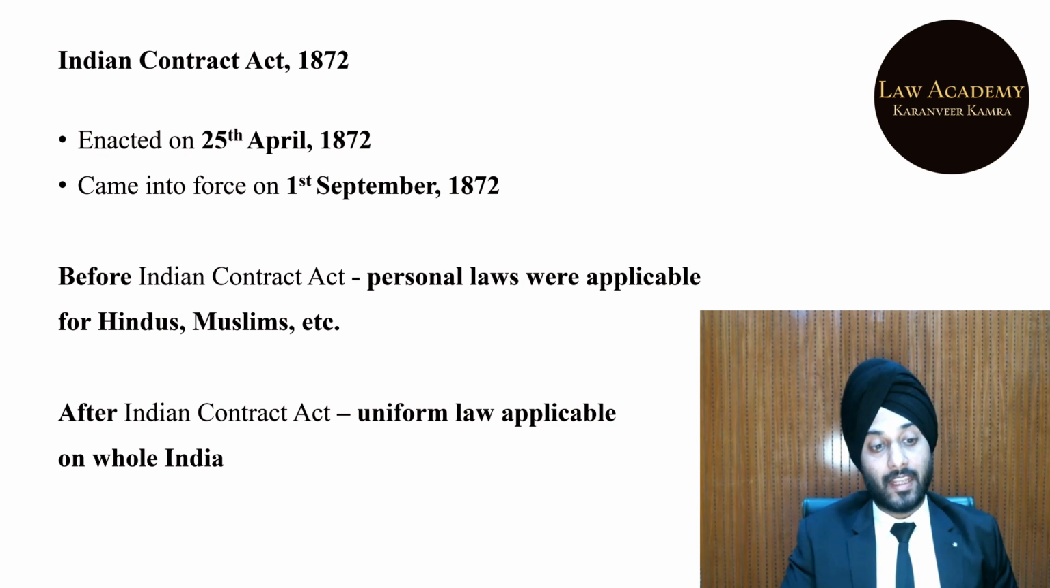So now let us study important dates for the Indian Contract Act 1872. Remember, the Indian Contract Act 1872 was enacted on 25th April 1872. That means the law was passed on 25th April 1872 and it came into force in India on 1st September 1872.